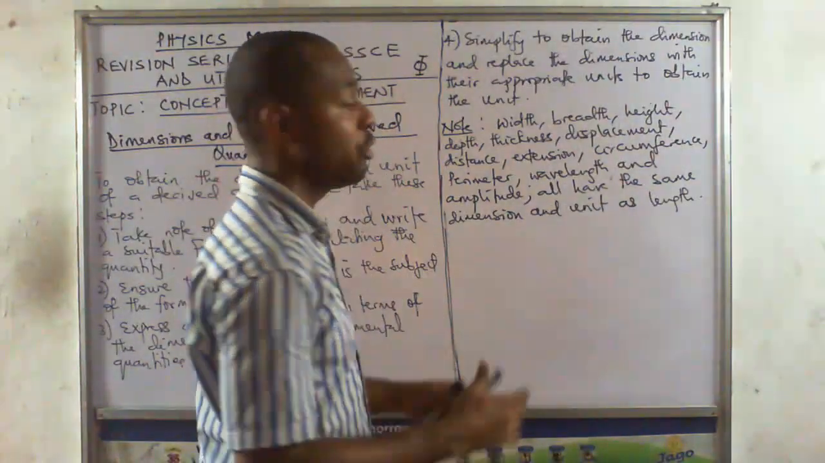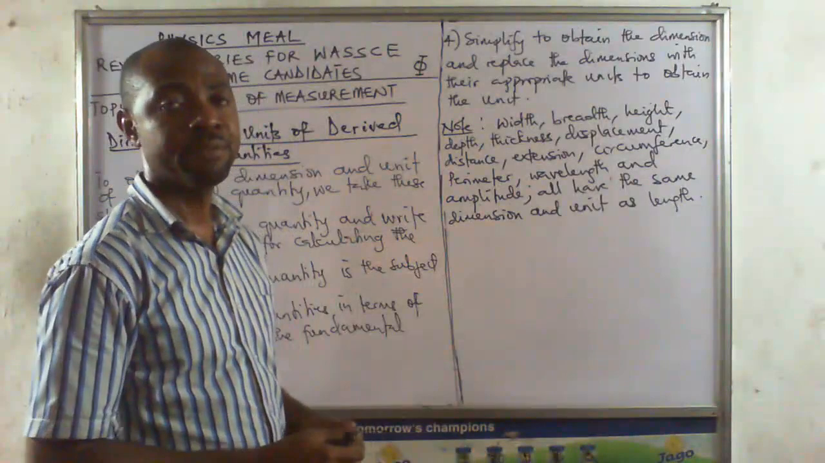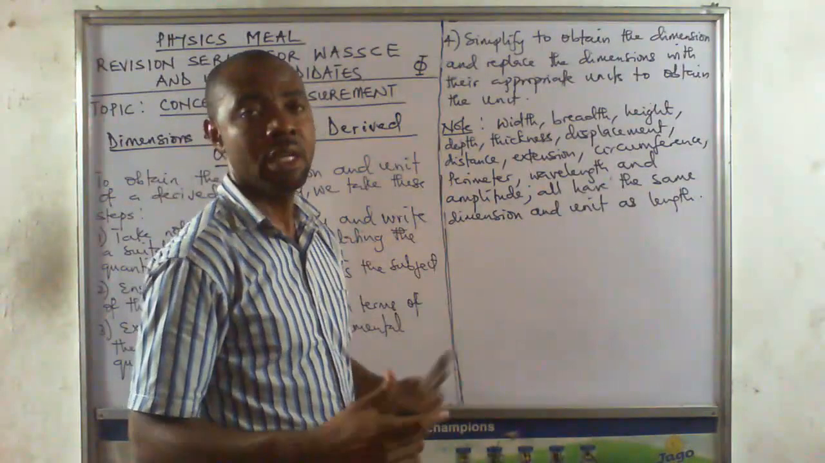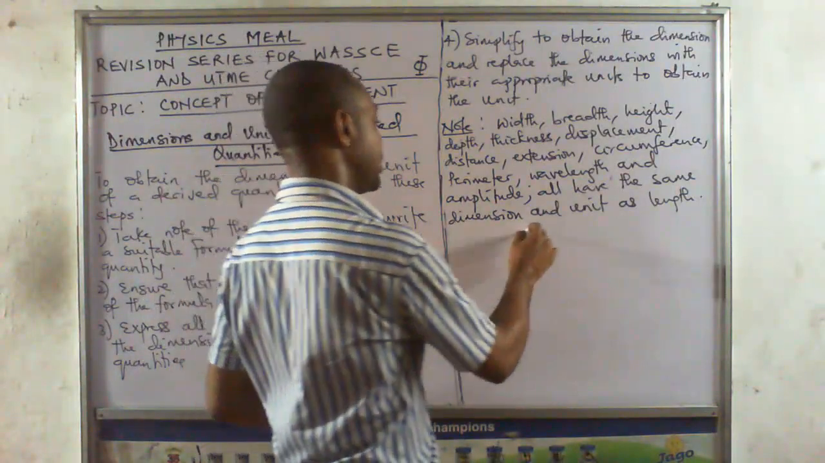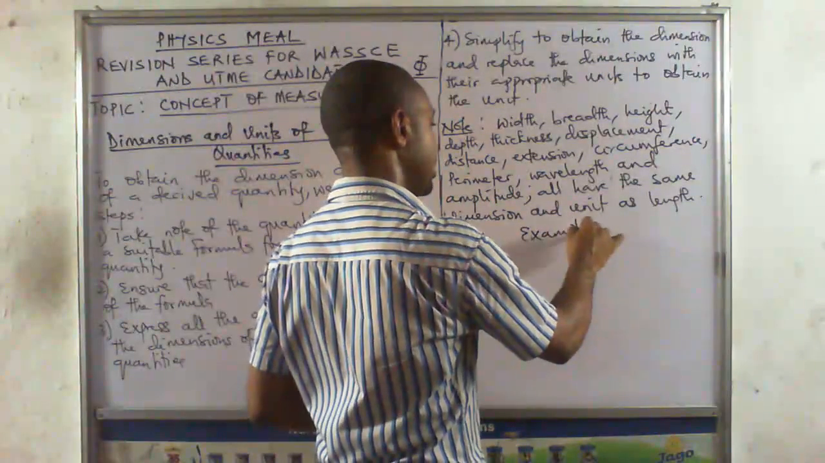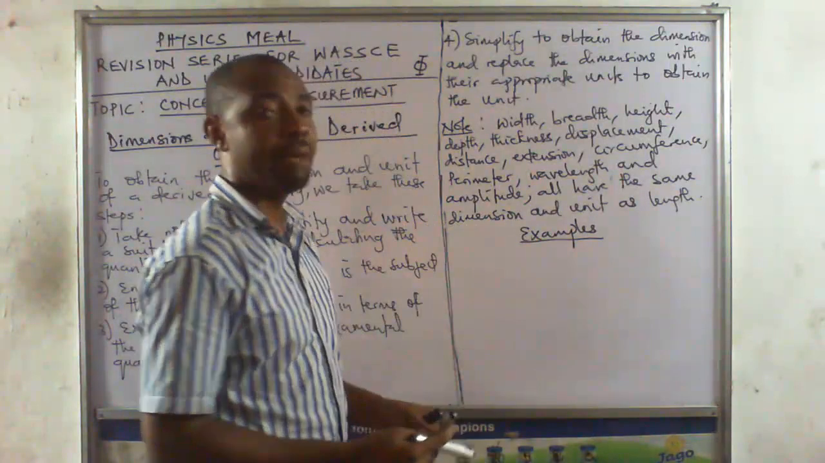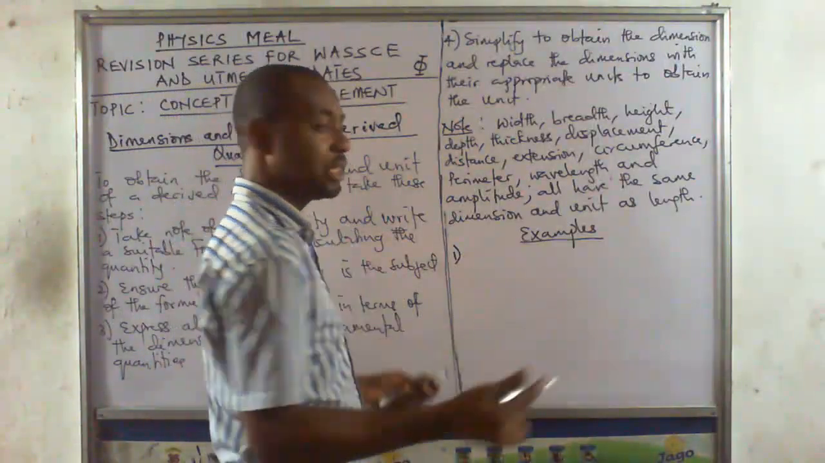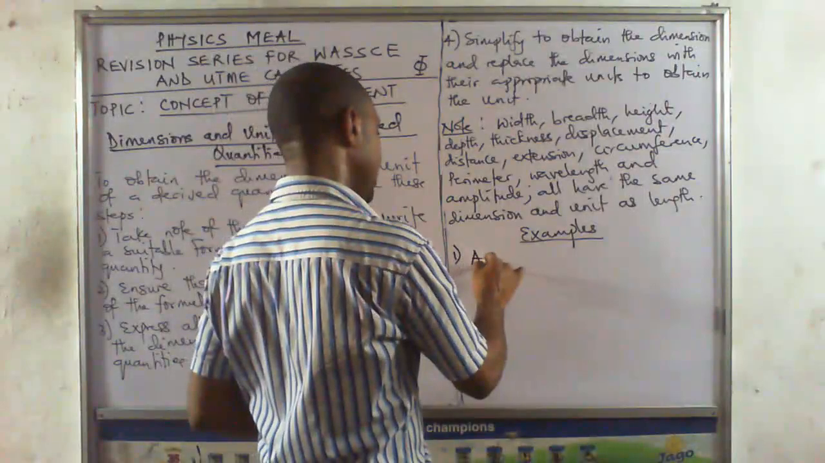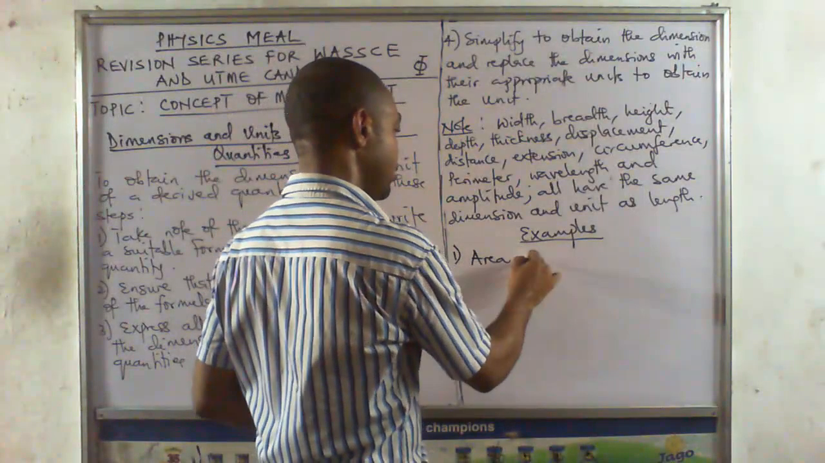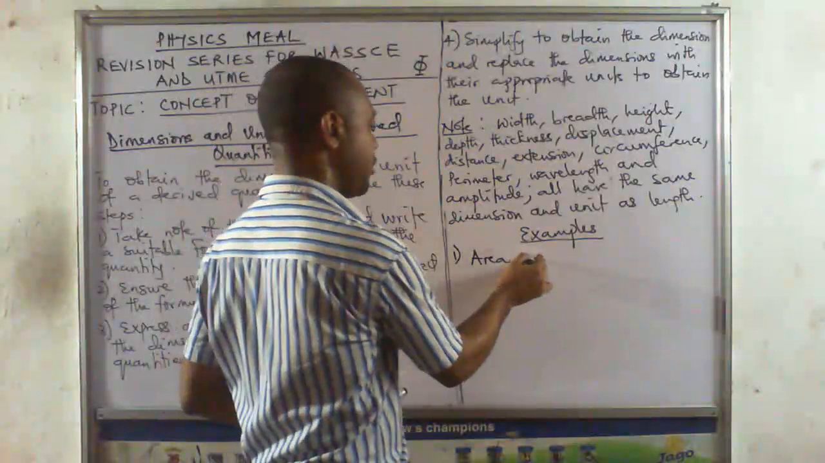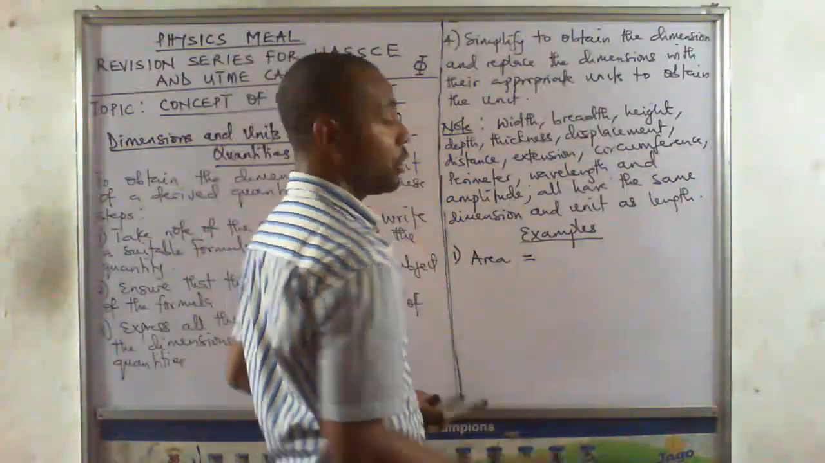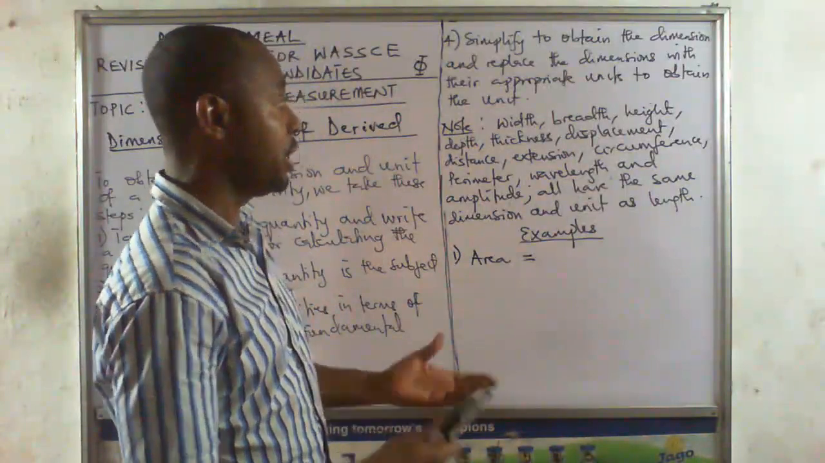All right, let's look at some examples. We're going to look at some quantities and their dimensions. So let's just cite examples. I want to find the dimension and the units of some derived quantity. Let me start with the simplest one. Let's talk about area. We usually say area of a rectangle, area of a shape, maybe rectangle or square, and so forth, or even a circle.